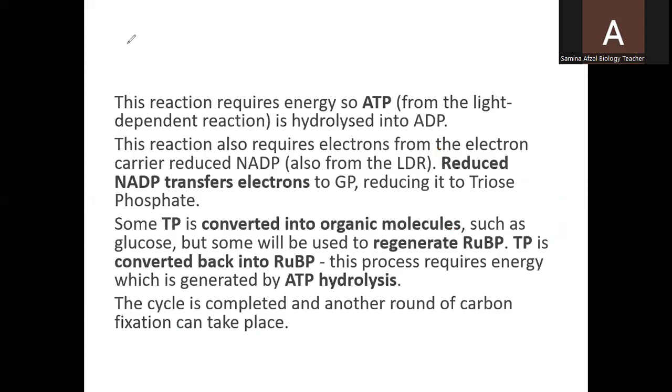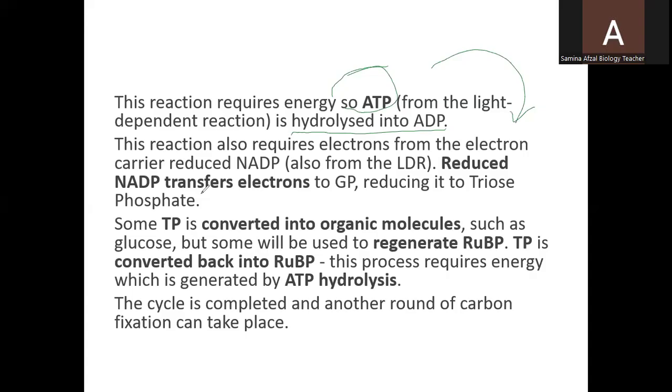At this stage, the reaction requires energy. So ATP, which was produced in the first stage, is hydrolyzed to ADP, because ATP will break down and one phosphate molecule will be released. This reaction also requires electrons from the electron carrier reduced NADP. NADP was already reduced in the first stage, so electrons are needed here.